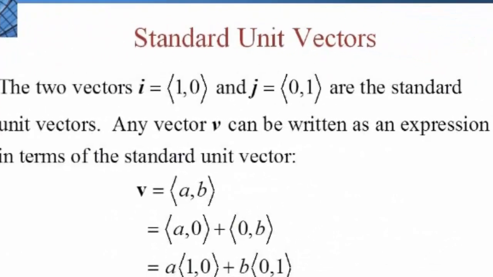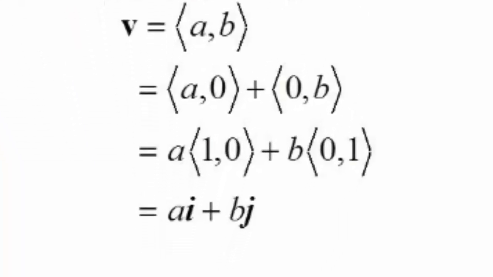Standard unit vectors. The two vectors i, 1, 0, and j, 0, 1 are the standard unit vectors. Any vector can be written as an expression in terms of the standard unit vectors. If v is a, b, it's the same thing as a, 0 plus 0, b, which is a times 1, 0 plus b times 0, 1, or ai plus bj.